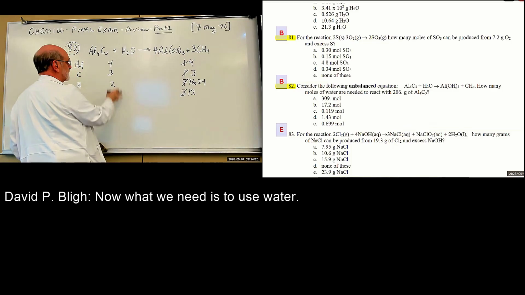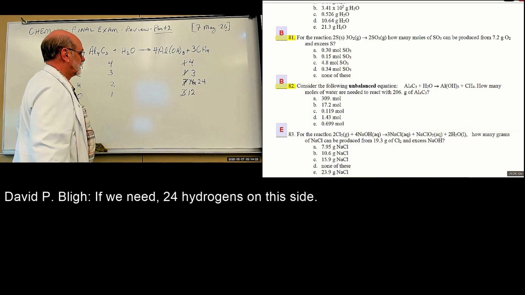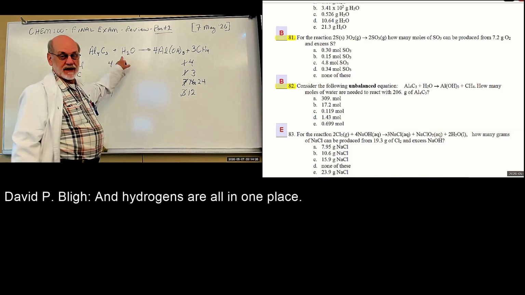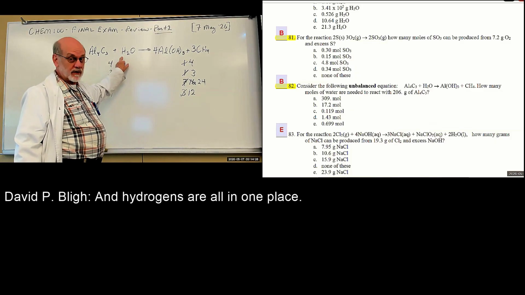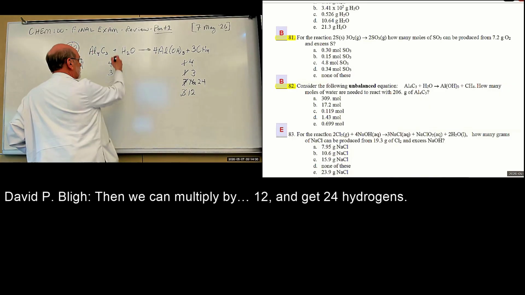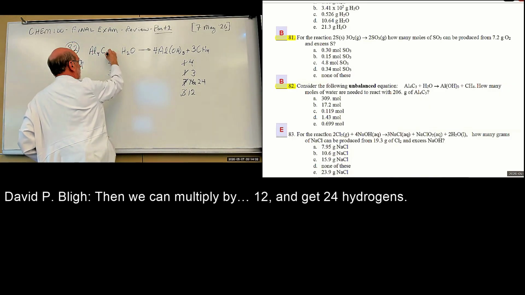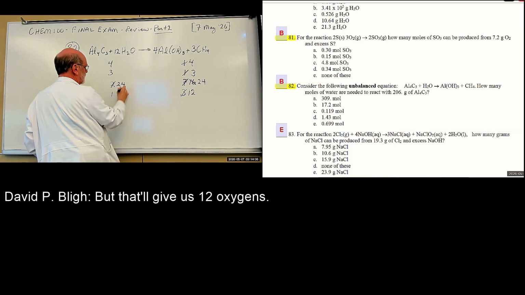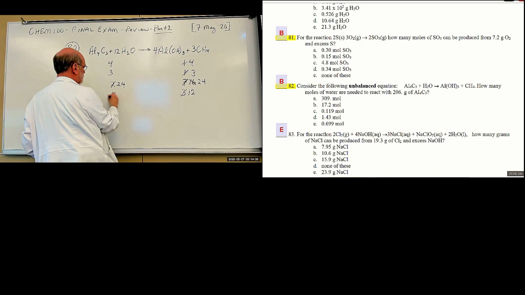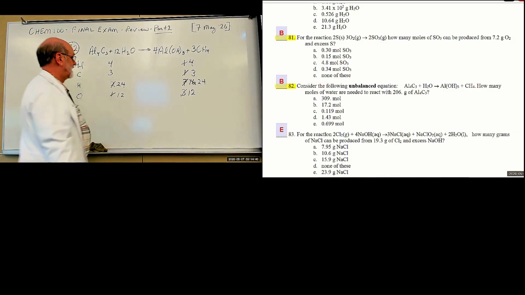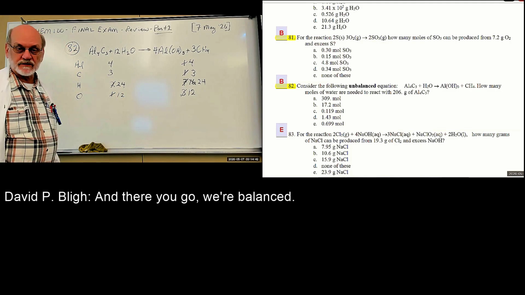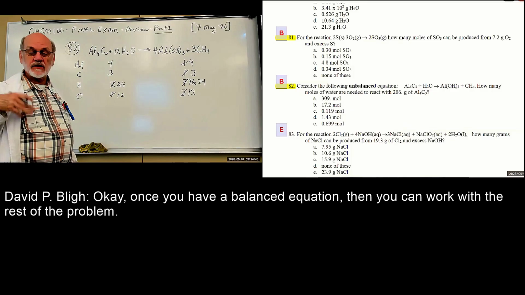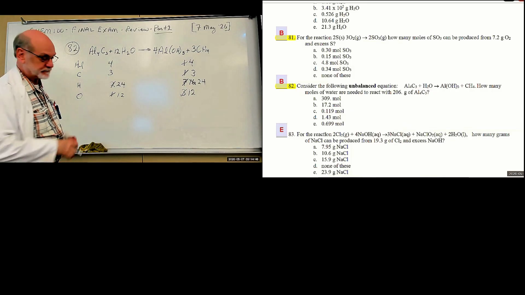Now what we need is to use water. If we need 24 hydrogens on this side and hydrogens are all in one place, then we can multiply by 12 and get 24 hydrogens. But that'll give us 12 oxygens. And there you go, we're balanced. Once you have a balanced equation, then you can work with the rest of the problem.